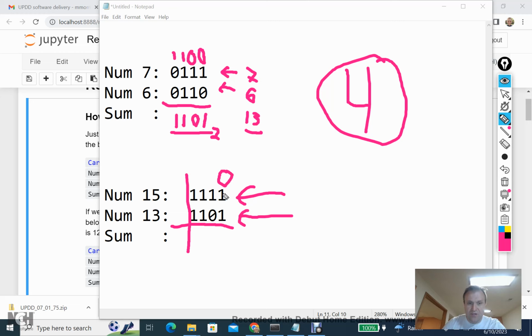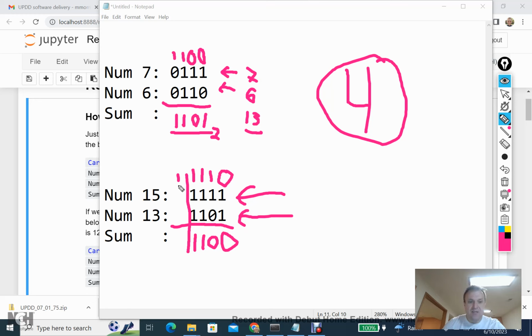Initial carry in of 0. 0 plus 1 plus 1 is going to be 2, so that's 0 with a carry of 1. 1 plus 1 plus 0 again, 0 with a carry of 1. 1 plus 1 plus 1 is going to be 3, so that's 1 with a carry of 1. And then 1 plus 1 plus 1 is going to be 3, that's 1 again.